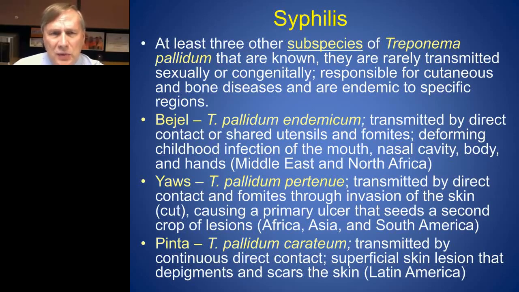In this slide, we can see that there's at least 3 other subspecies of Treponema pallidum that are known. They're rarely transmitted sexually or congenitally. They're responsible for cutaneous or bone diseases and are endemic to certain regions of the world. Bejel, which is endemic in the Middle East and North Africa. Yaws is endemic in Africa, Asia, and South America. And Pinta, that's endemic in Latin America.